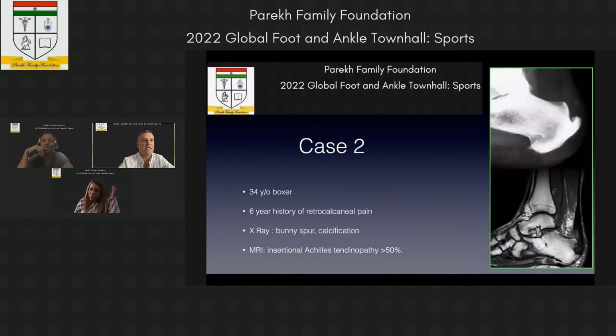This is another case. This is a 34-year-old boxer with a 6-year history of retrocalcaneal pain who remains symptomatic after multiple conservative treatments. The X-ray shows a bony spur and a small calcification. The MRI shows extensive degenerative changes at the distal Achilles tendon and retrocalcaneal bursitis.